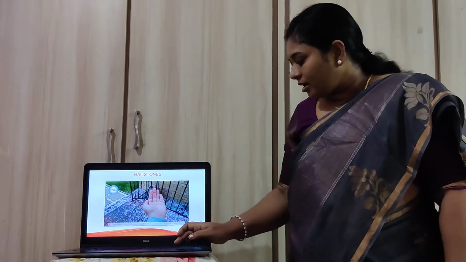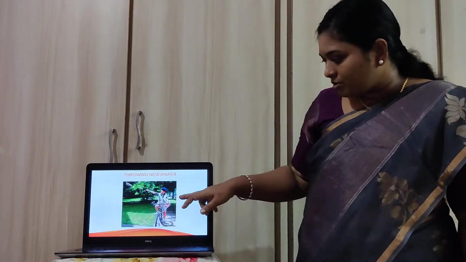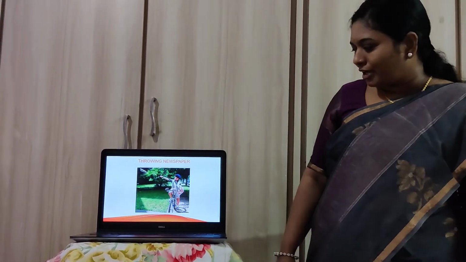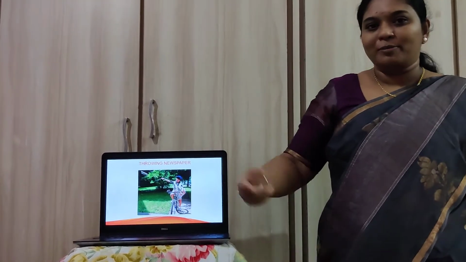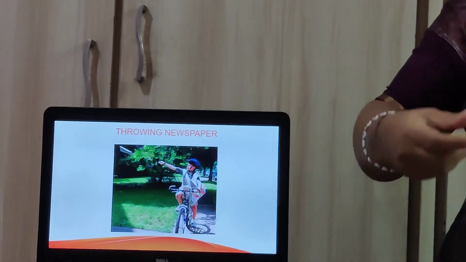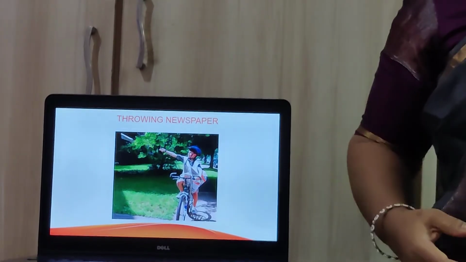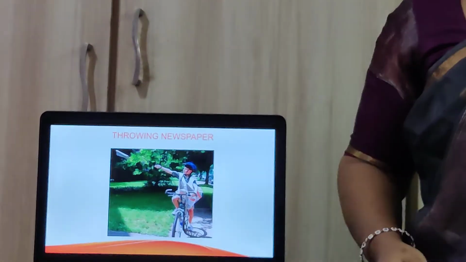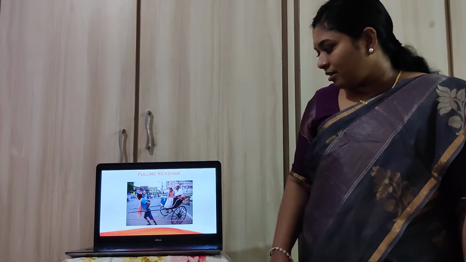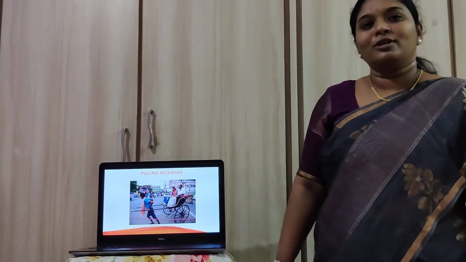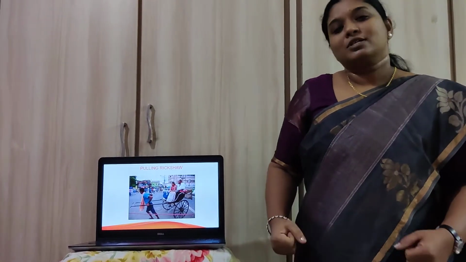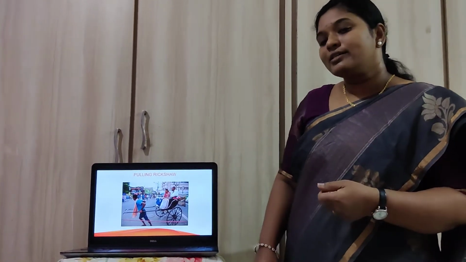Okay? And then, I want you to observe this picture. A boy is throwing the newspaper. He's a paper boy, and he's throwing newspapers into the houses. Sometimes paper boys have to throw their newspapers to the top of the building also. So they use their force to throw the newspaper. They throw it upward. And then here you see a rickshaw puller pulling the rickshaw. So he uses some force to pull it to the destination.